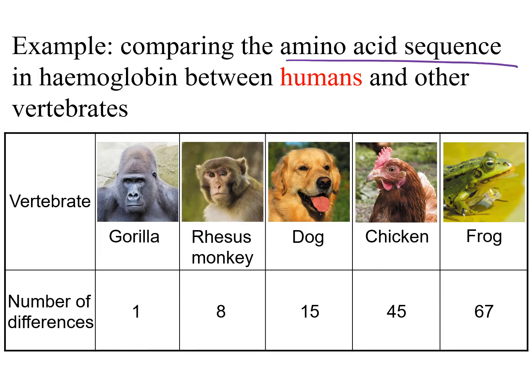By comparing the amino acid sequence in hemoglobin between human and other vertebrates, we can see the difference. Among all of them, the gorilla, the monkey, the dog, chicken, and frog, which one is most closely related to us in the evolutionary relationships? It should be the gorilla, because the difference in the amino acid between gorilla and human is just one only, while for the frog, it has 67 differences in the amino acid sequence compared with us, the human. Therefore, frog is the least related to us, while the gorilla is highly related to us.